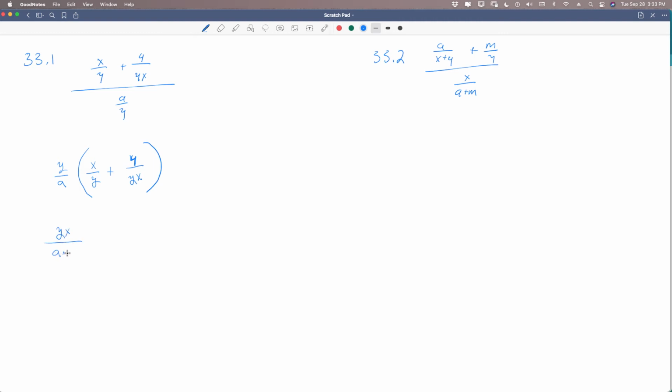over ay plus 4 times y, and then ayx, right? Because ayx. All right, so now we have these two, and we need to find a common denominator, and the difference between the two is x. So all we have to do is multiply this fraction times the x. We end up with x squared y plus 4y all over ayx. Easy peasy. That one was not hard at all. All right.